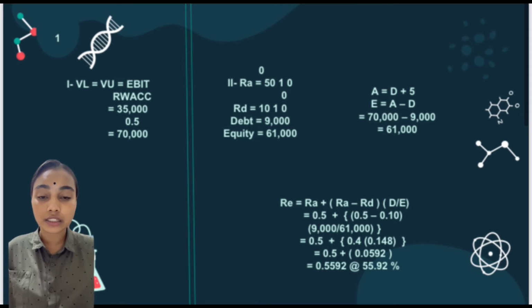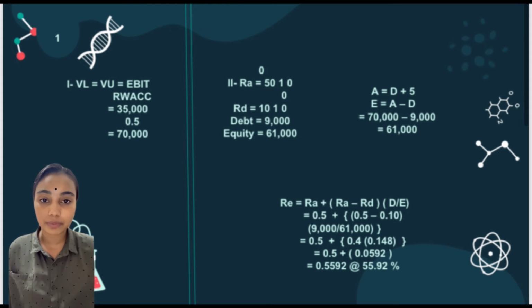The second question is to search the cost of equity for Zidane Corporation. The formula is RE equals, in bracket, RA minus RD, another bracket, debt divided by equity. The answer is 0.5 plus, in bracket, 0.5 minus 0.10, and then another bracket, 9,000 divided by 61,000, and the answer we get is 55.92%.